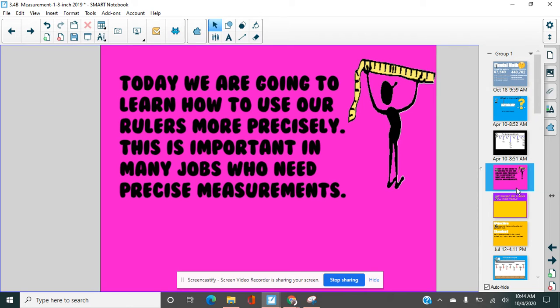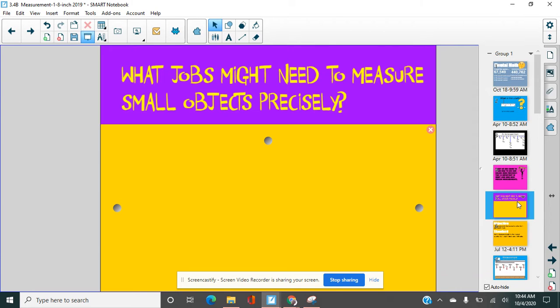So today we're going to learn how to use our rulers more precisely, right? This is important in many jobs that need really precise measurements. Let's think of a few. What are some jobs that might need to measure small objects very precisely? Precisely means exactly. What kind of jobs would do that?